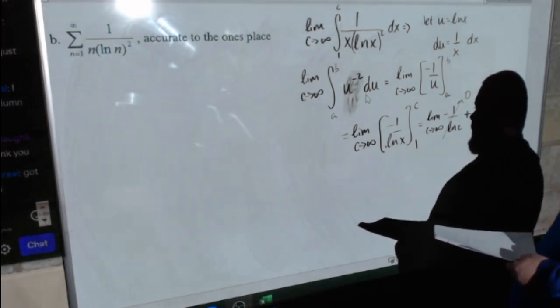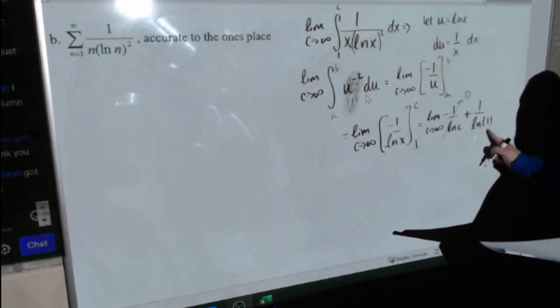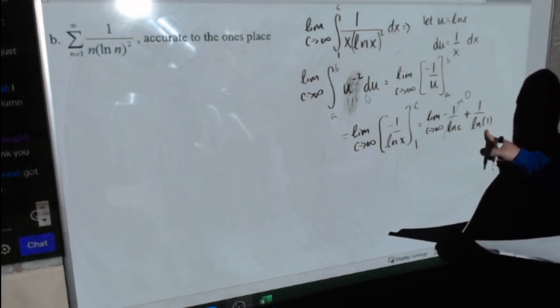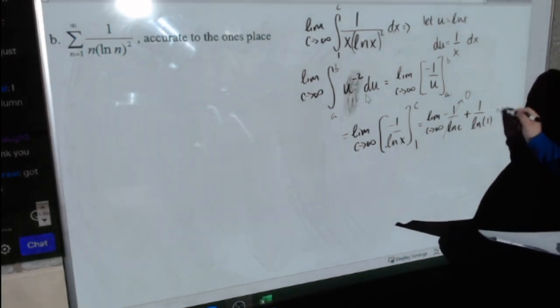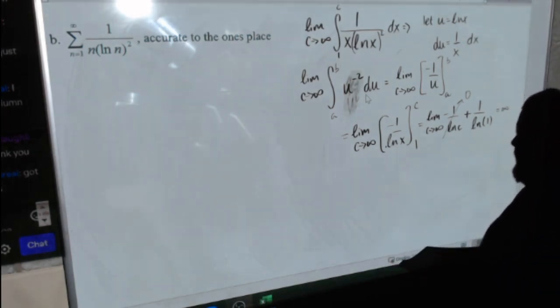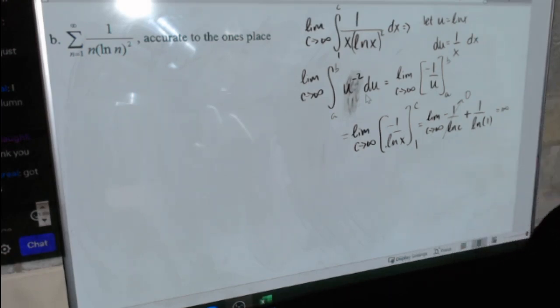That's going to go to 0, right? And then 1 over log 1, well, that causes a little bit of trouble, doesn't it? Because log of 1 is 0. This whole thing's going to be infinity. Well, if I can't show it converges, then I can't go any further. So I wanted to do that to give you an idea of when it doesn't work.